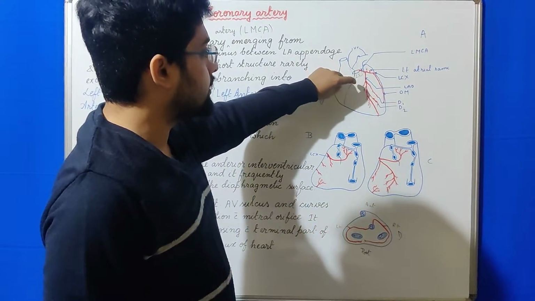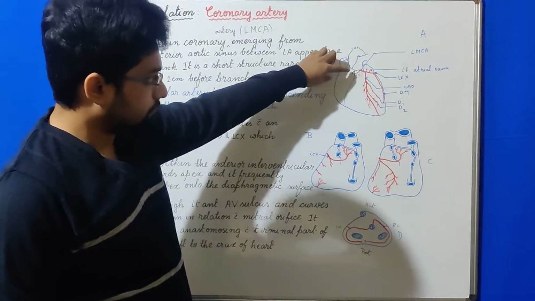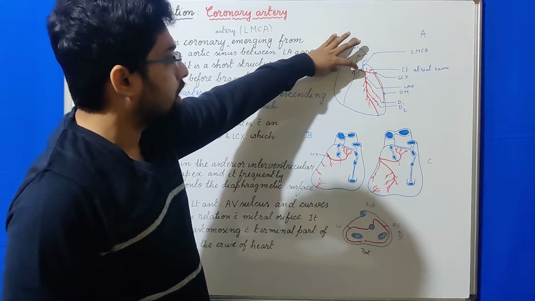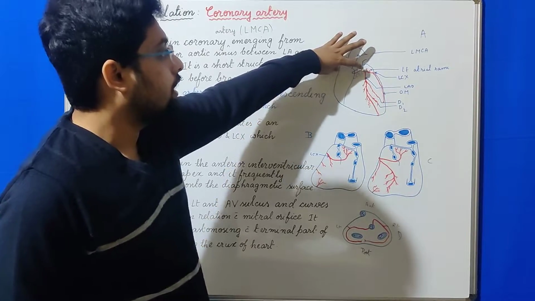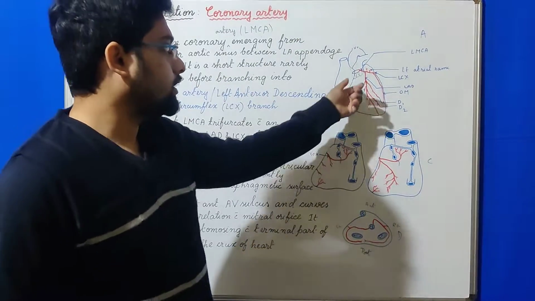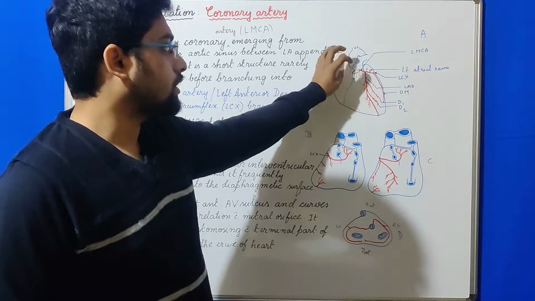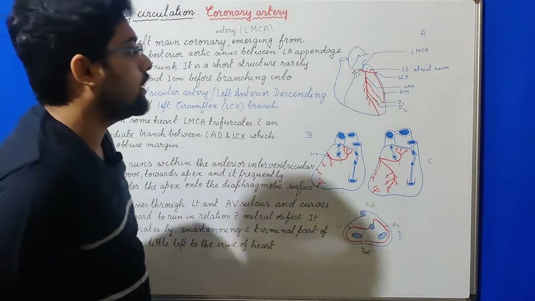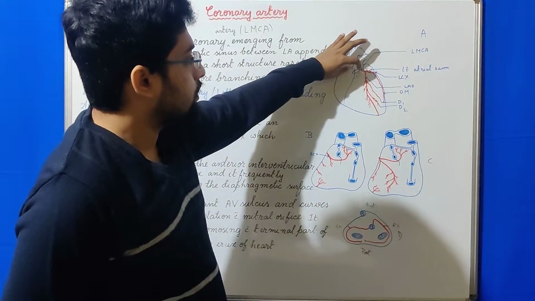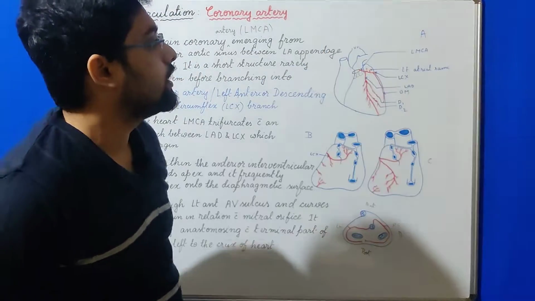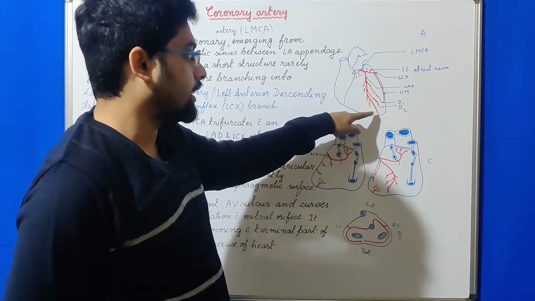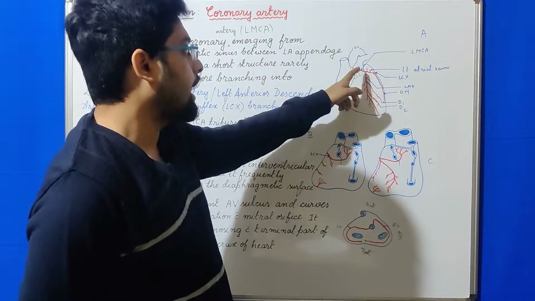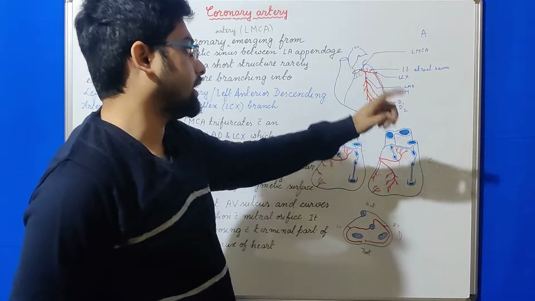This is the aortic sinus in black dotted line. From the left posterior aortic sinus, the left coronary artery arises as the left main coronary artery, and after a very short course, LMCA has a very short course between the left atrial appendage and pulmonary trunk, and after the short course, it usually bifurcates into left anterior descending artery or left interventricular artery and left circumflex artery.